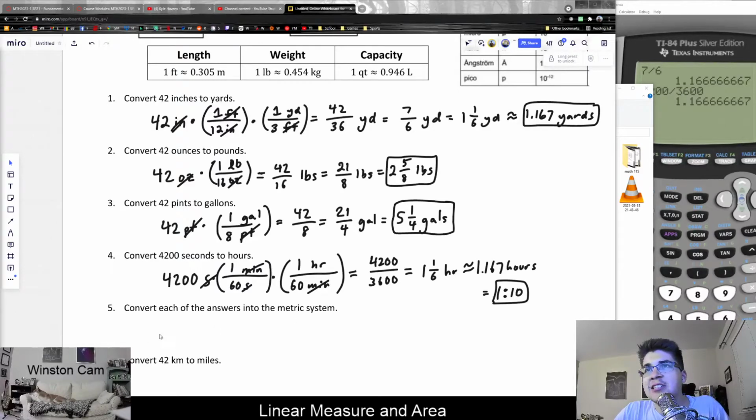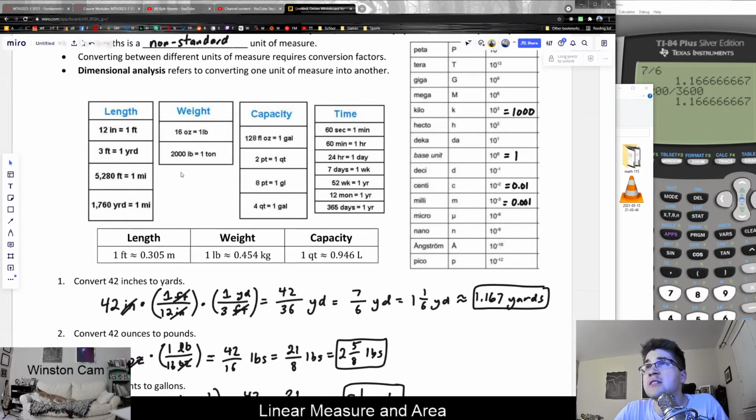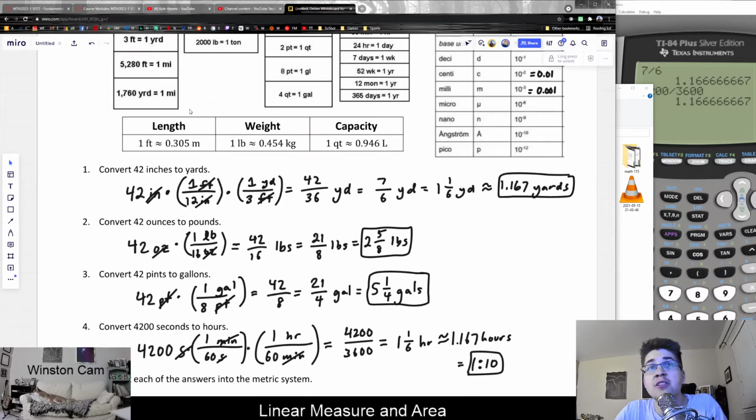Next, our packet says convert each of the answers into the metric system. So, if we have yards, or whatever, how would we go to the metric system from here? And I generally recommend using decimals because at the end of the day, converting from feet or whatever into meters, kilograms, and liters, it's going to be an approximation anyway. It's not an exact transition, whereas the transition of all the rest of the units is always exact because they're defined using exact ratios like 3 to 1 or 12 to 1.